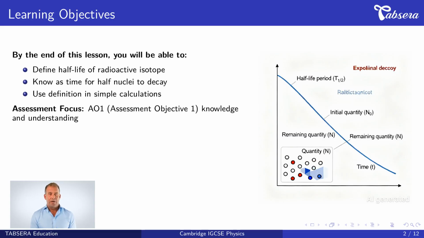Let's examine our learning objectives for today. By the end of this lesson, you'll be able to, first, define half-life of a radioactive isotope. This means you'll understand the precise scientific definition and can state it clearly. Second, know it as the time for half the nuclei to decay. You'll understand that half-life represents a specific time period during which exactly half of the original radioactive nuclei undergo decay.